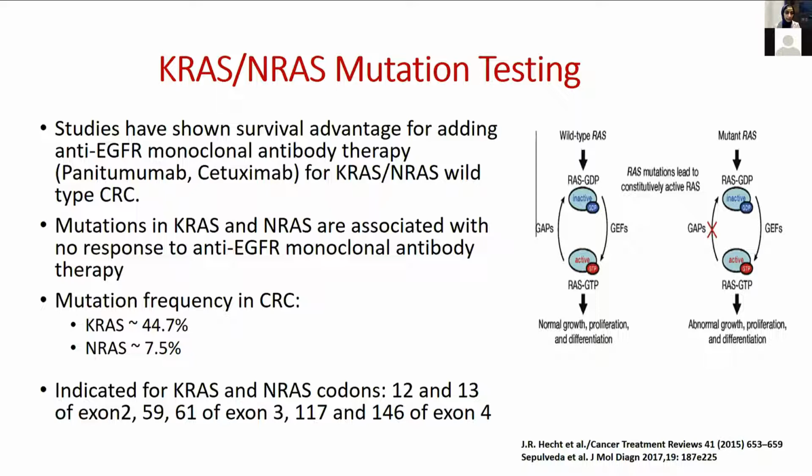Mutation in KRAS represents about 44.7% of colorectal cancer, while NRAS happens at a lesser frequency, at 7.5%. Before, we used to test codons 12 and 13, but the current recommendation is extended codon testing for the codons that you can see here.